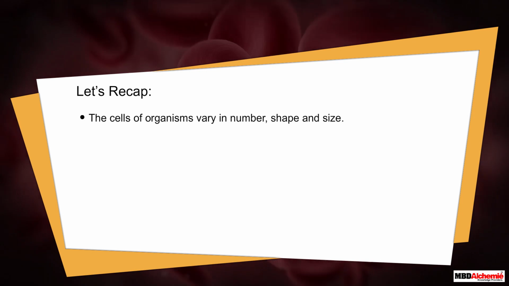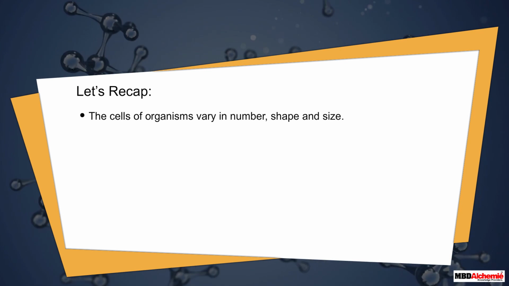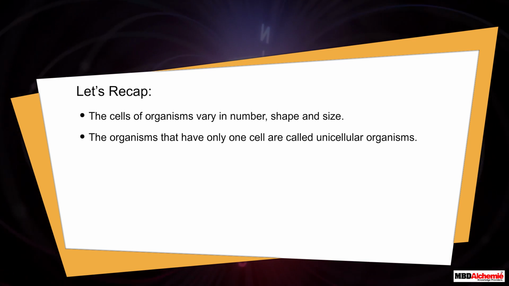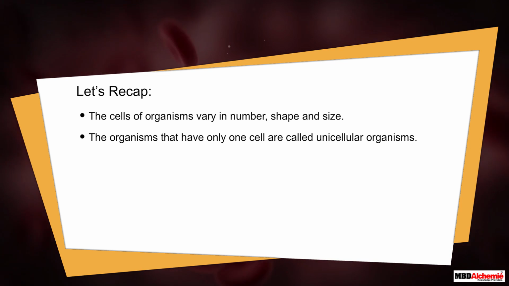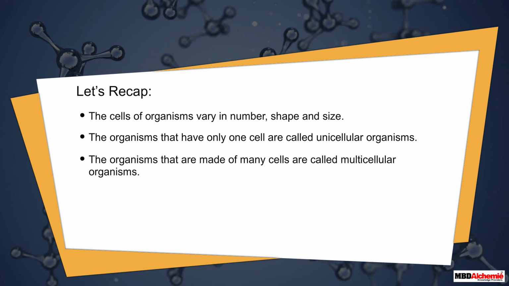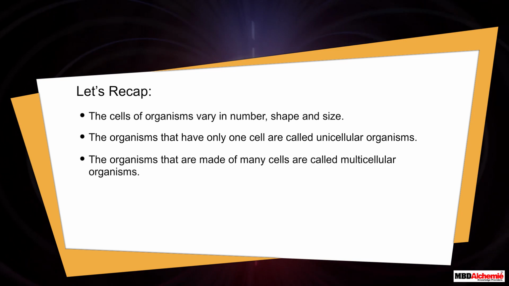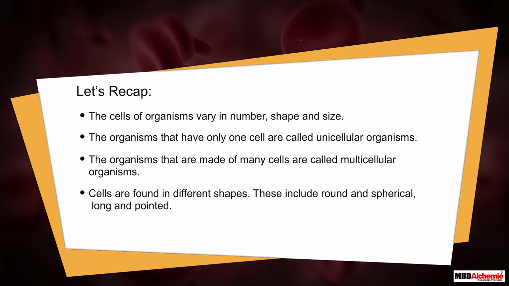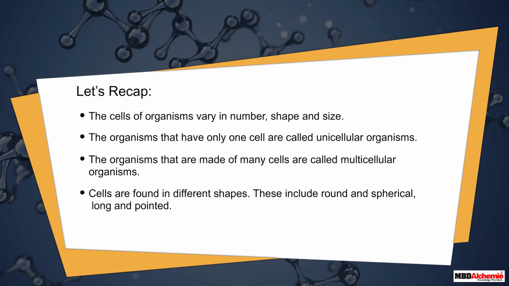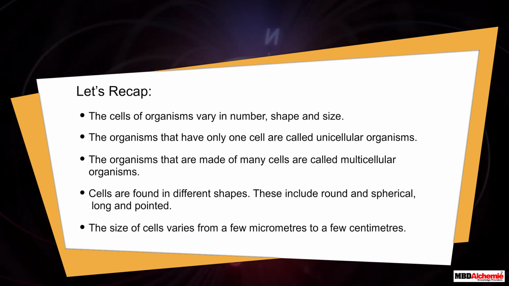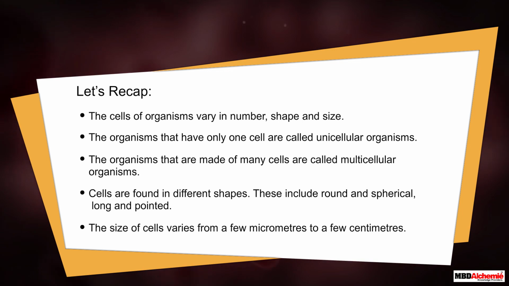Let's recap. The cells of organisms vary in number, shape and size. The organisms that have only one cell are called unicellular organisms. The organisms that are made of many cells are called multicellular organisms. Cells are found in different shapes. These include round and spherical, long and pointed. The size of cells varies from a few micrometers to a few centimeters.